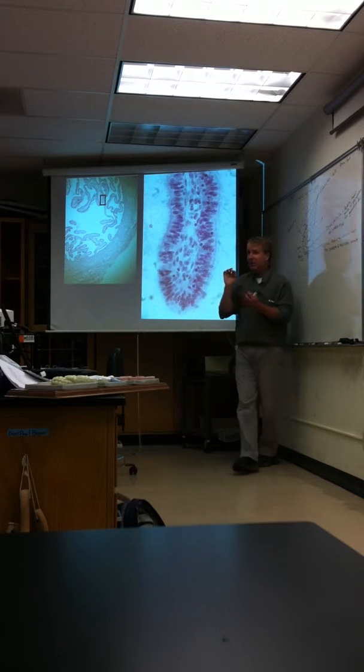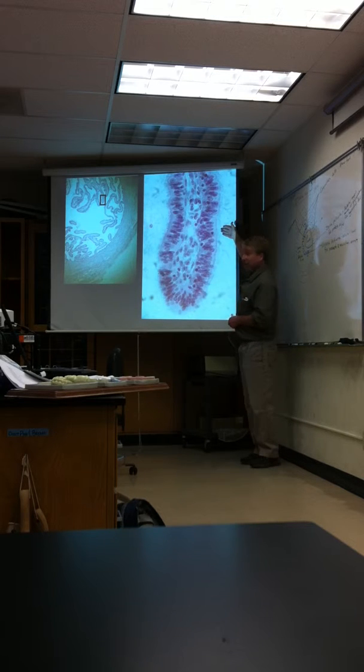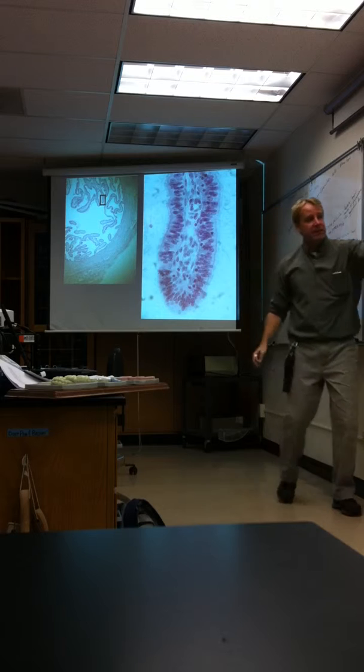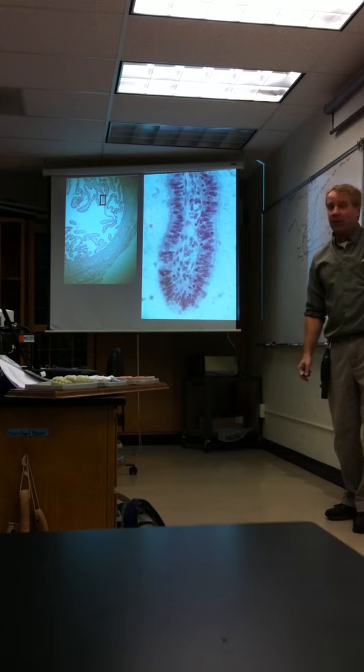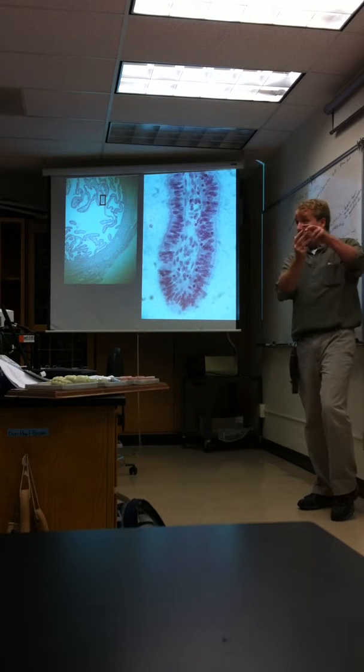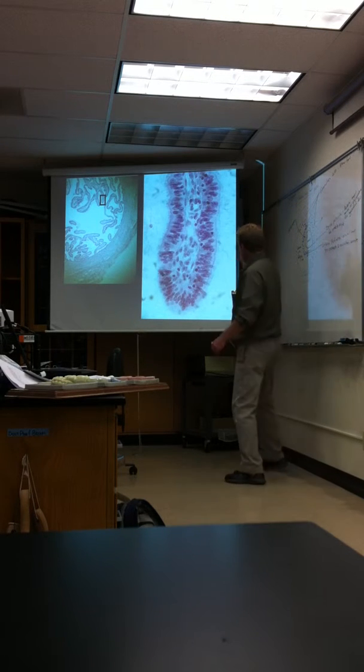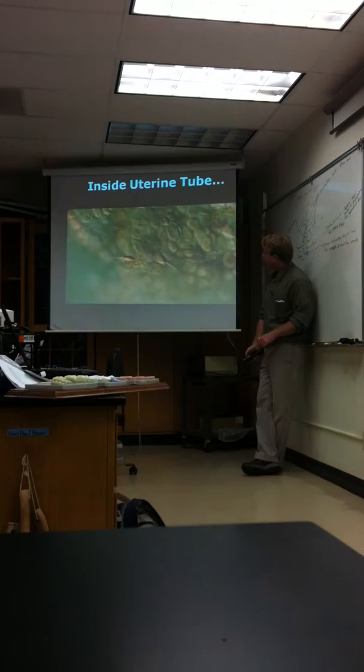You may remember cilia in the trachea, and here we have cilia in the uterine tube. The function of these cilia is to move that secondary oocyte, or the fertilized ovum, to the uterus, basically. The cilia are going to be making little waves to move that secondary oocyte.